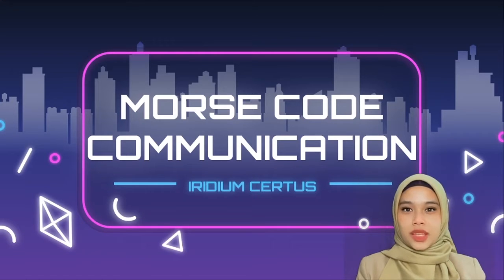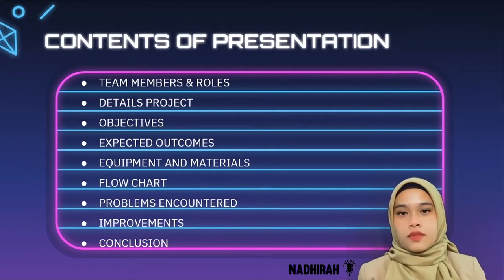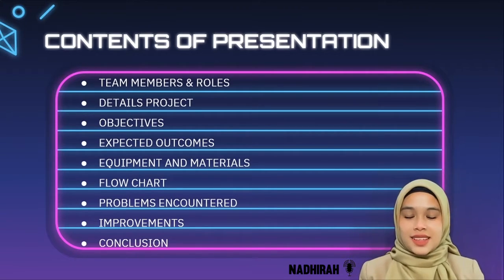I am representing my team called Iridium Certus to start this project presentation known as Morse code communication. We have 9 sub-contents in this presentation. So firstly, we have team members and roles, we have detailed project, we have objectives, we have expected outcomes, we have equipment and materials, flowchart, problems encountered, improvement, and lastly, conclusion.